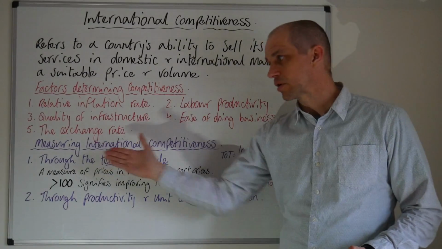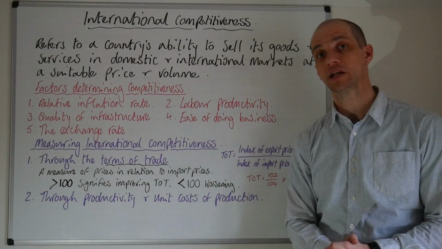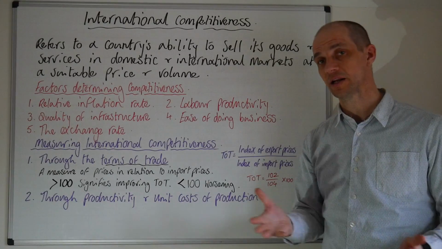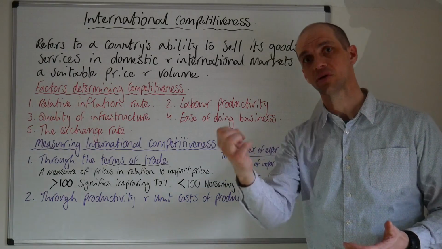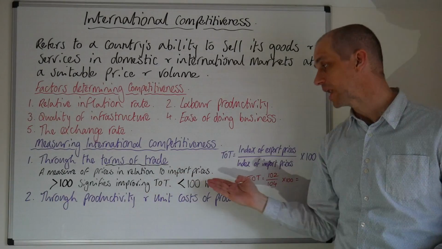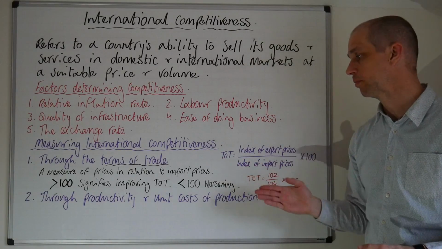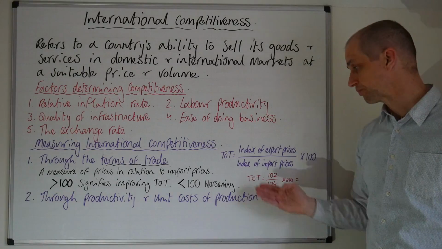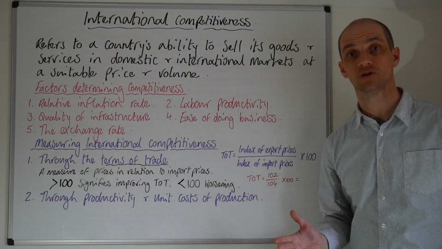Well, I've broken this down into 2 areas really. The first is through the terms of trade. This terms of trade concept is a nice straightforward one to understand. It's an index, so it considers index values and then calculates from that index. It's a measure of export prices in relation to import prices. So let's take a look at the actual formula. The terms of trade equals the index of export prices divided by the index of import prices times 100.